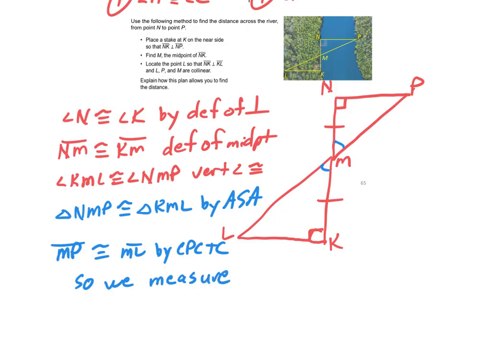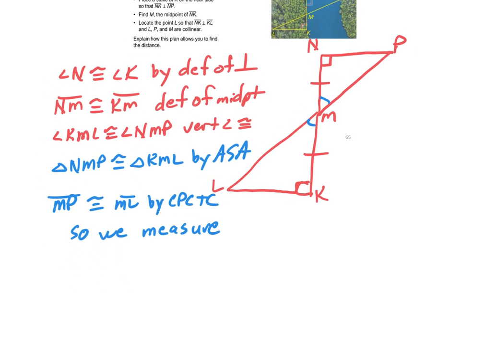So we measure LM to find MP. A lot of times when we do this, we're just saying that those two pieces are congruent. But this would be more like a story problem. When would we ever use congruent triangles? Well, here's an example of when we could use congruent triangles.